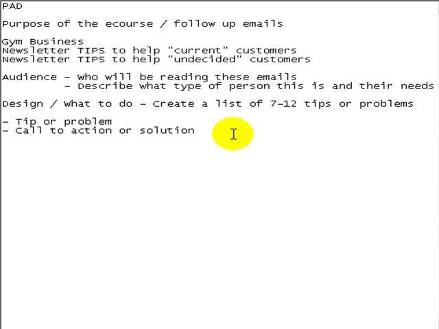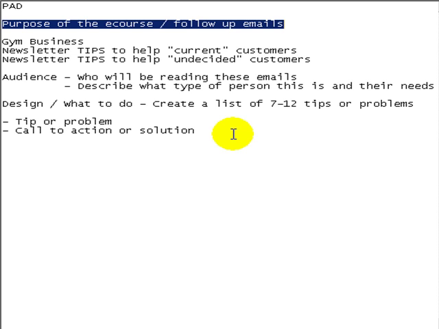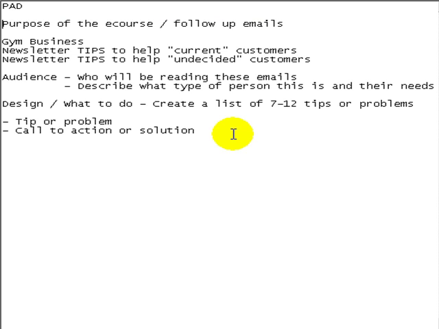Now, what I did was I pretty much copied what I wrote in the previous slide into Notepad. So we've got PAD, which stands for Purpose, Audience, and Design. So the first thing I'm looking at is the purpose of the e-course. Basically, all I need to know is what I want to do with the e-course.